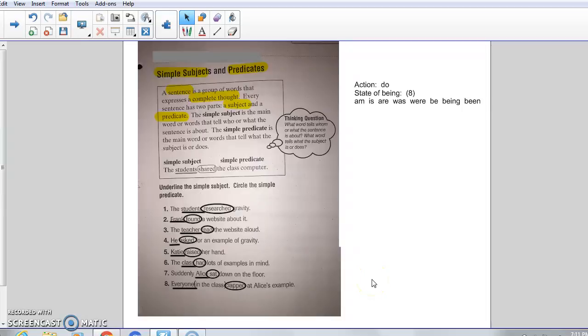So you are done. We will go over numbers 9 and 10 together later on. But what I would like for you to do now is to flip over your paper and complete the back.